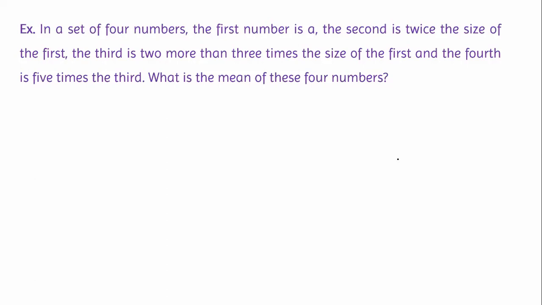We have seen the theoretical part, then before moving to the next measure of central tendency, we are going to discuss some problems. In a set of 4 numbers, there are only 4 numbers in that data set. The first number is A, the second number is twice the size of the first, the third is 2 more than 3 times the size of the first, and the fourth is 5 times the third. What is the mean of these 4 numbers? We have to find the answer in terms of the first number itself.